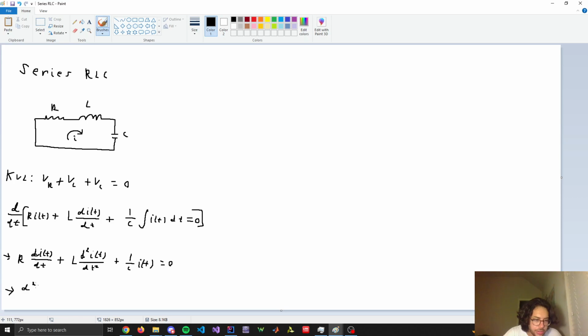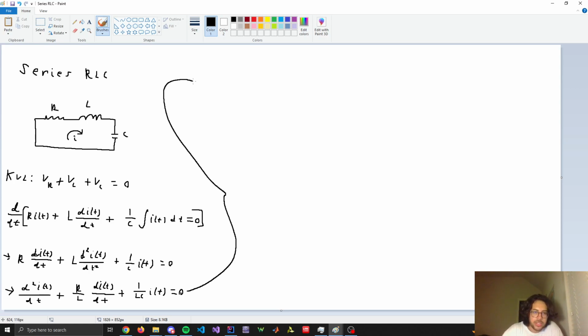So I'll get the second derivative of the current plus R over L, also divide by L on every term, times di over dt, plus 1 over LC times i of t equals 0. So now this is a linear second order homogeneous differential equation, which how you solve it, you can't use separation of variables because you have a second derivative. You actually need to take the Laplace transform of it.